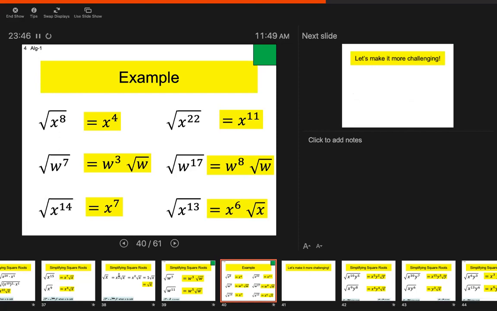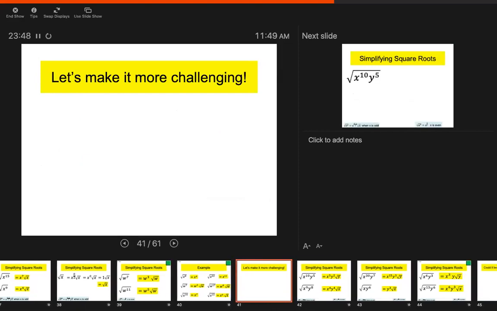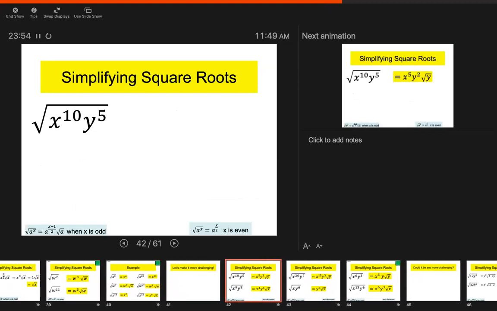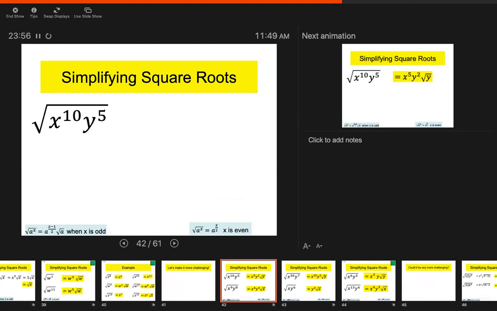Very good. All right. Now, the only way we make this more challenging is not that we make the power higher, it's just that we add an extra variable. Well, don't panic. We just treat each variable separately and follow the same rules. So it's basically 2 problems in one. The first one there says x to the 10th. Well, 10 is even. So half of 10 is 5. So on the outside, we get x to the 5th.